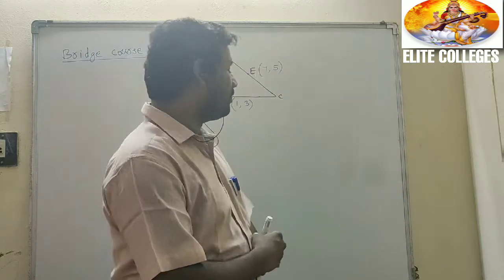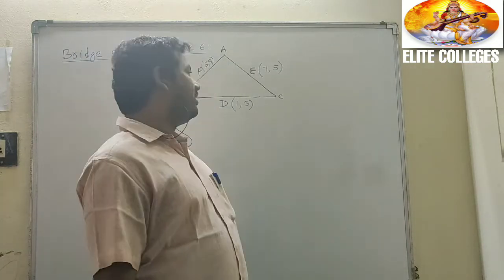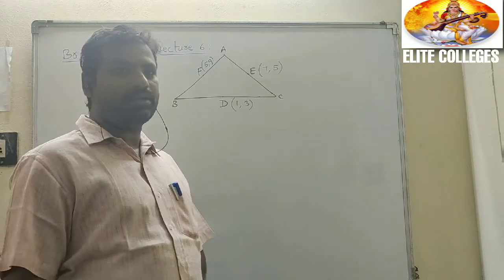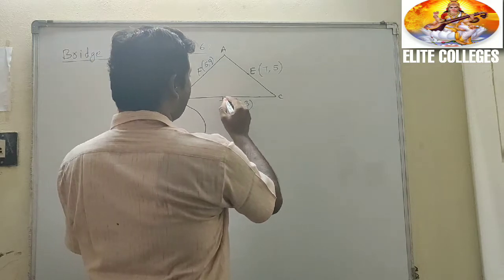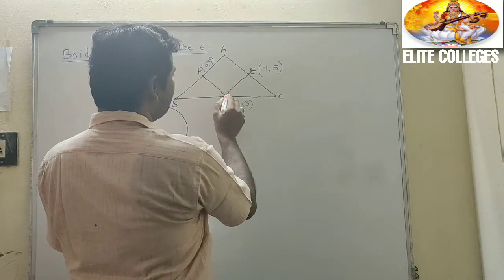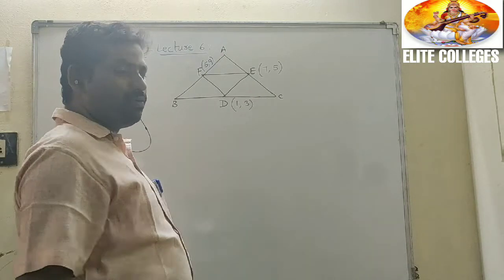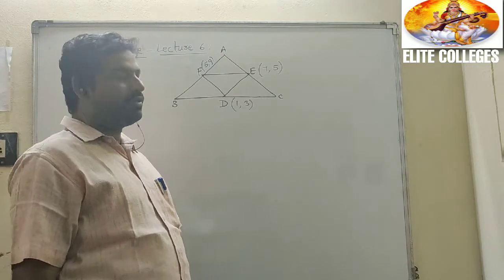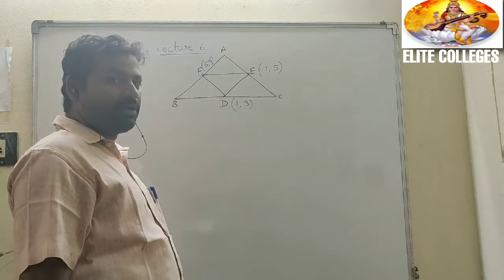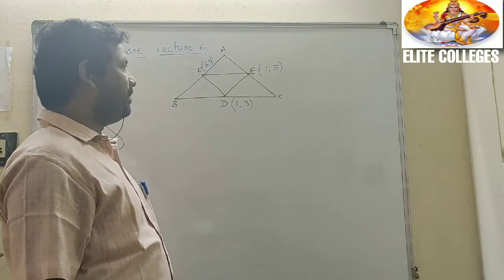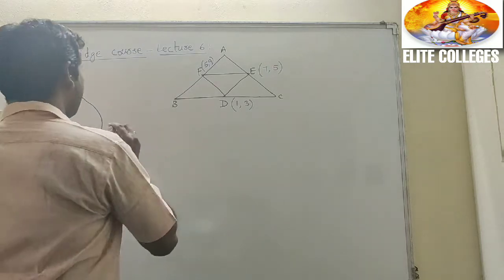See this one. A, B, C are the three vertices of a triangle and D, E, F are the midpoints of the sides of triangle ABC. Now we have to find the vertices A, B, C. Understand the problem? D, E, F are the midpoints of the sides of triangle ABC. Now we have to find the vertices. So this is method 1.